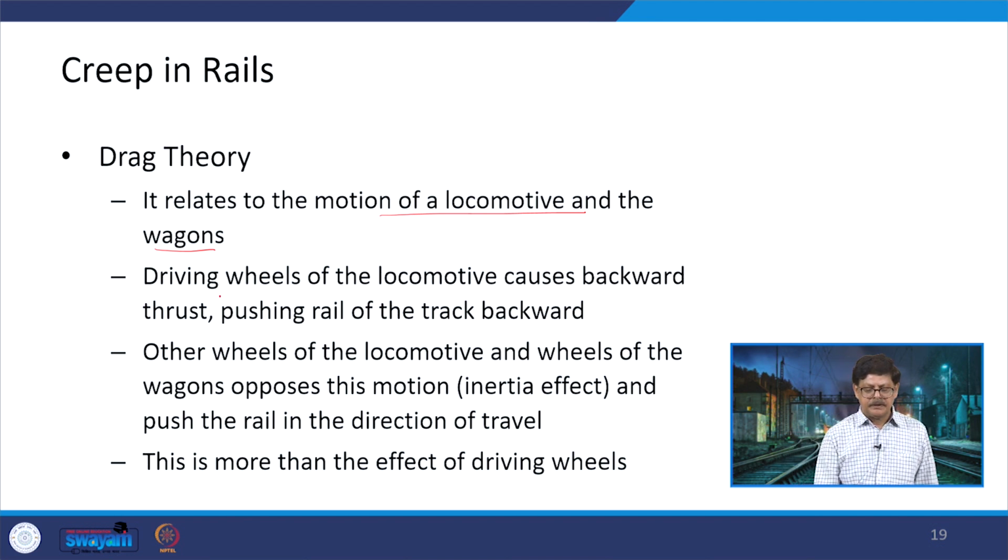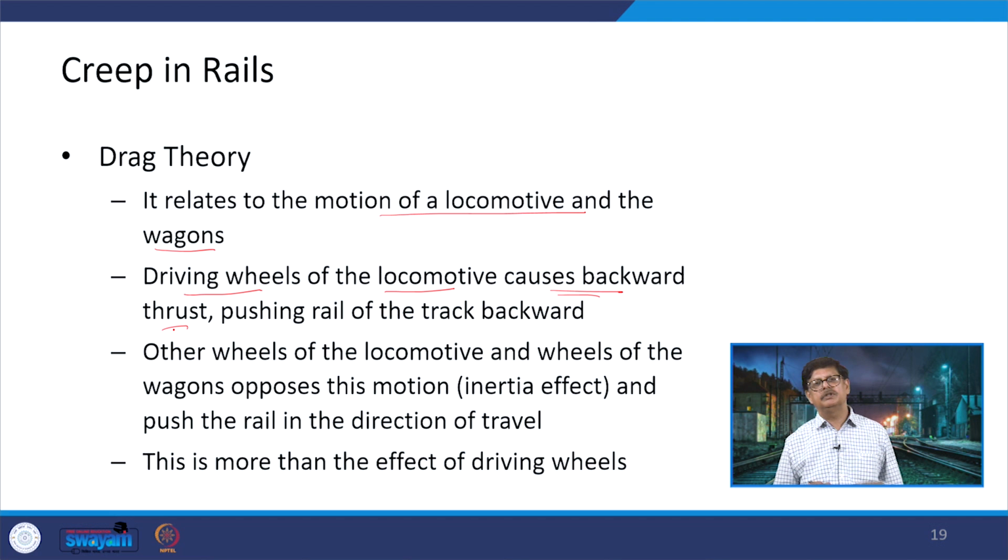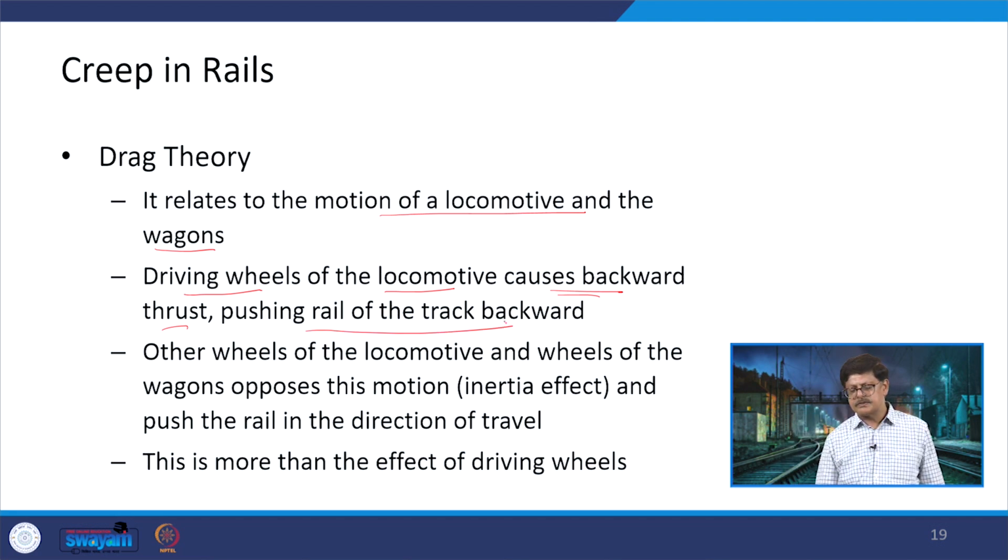What does it say? The driving wheels of the locomotives cause the backward thrust. So, when they cause the backward thrust, then only they are going to move forward. But when this backward thrust is being created, the rails will move backward. Whereas, the other wagons which are at the back of the locomotive are trying not to move. There is an inertial effect, and because of that inertial effect, they will like to remain in their position.